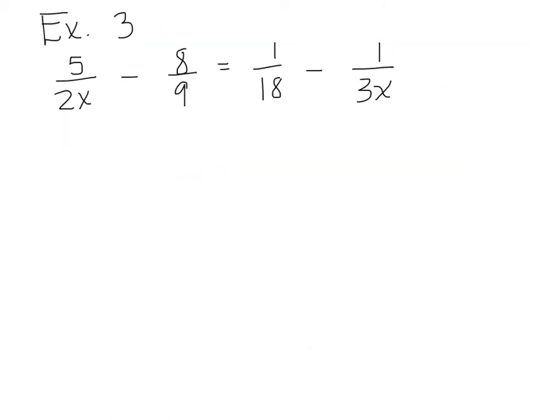For this example, we have fractions and variables in the denominator. So what we need to do is find out what will make our denominator 0. First of all, x cannot equal 0. Then I'm going to take that into consideration when solving. My least common denominator this time would be 18x, so I'm going to multiply everything by 18x.